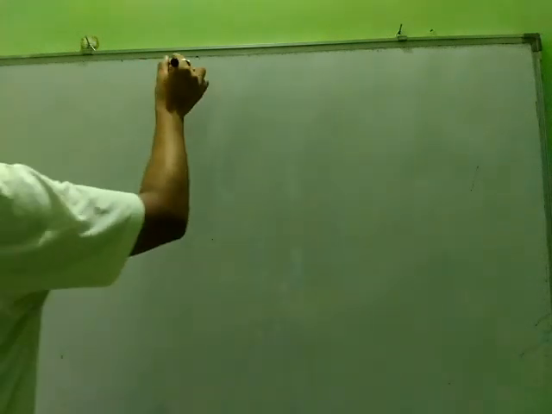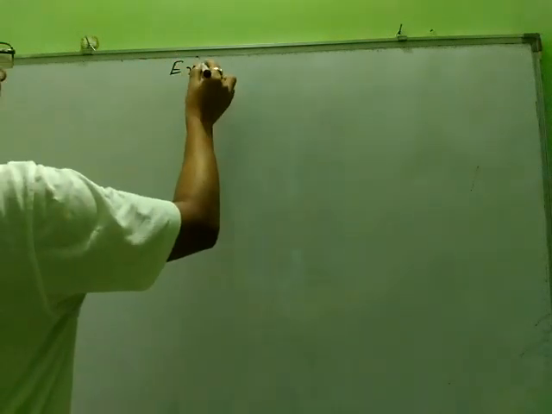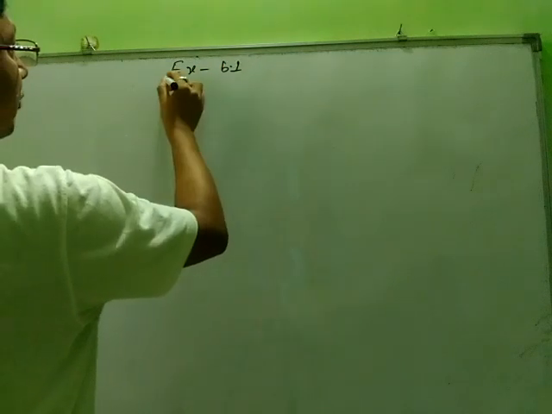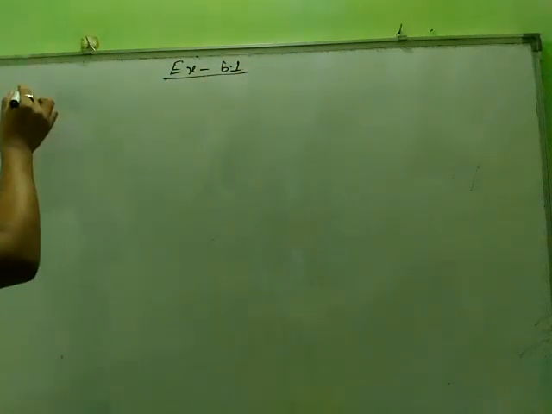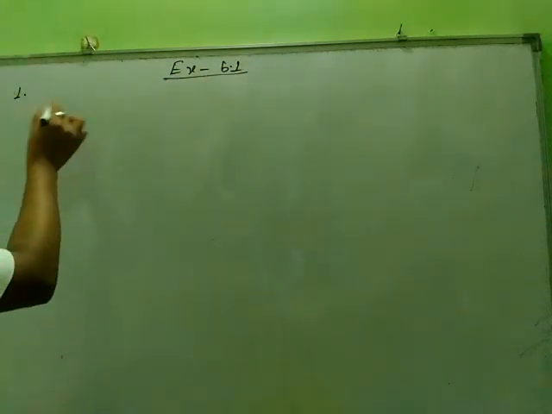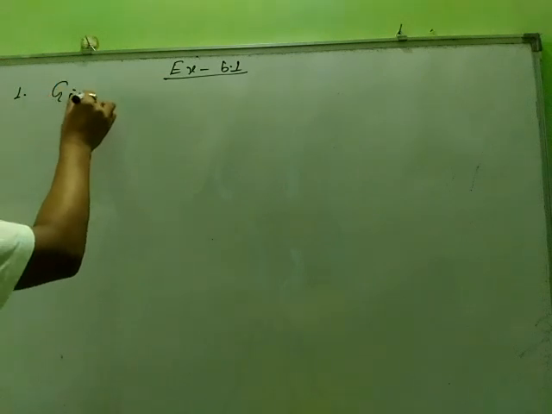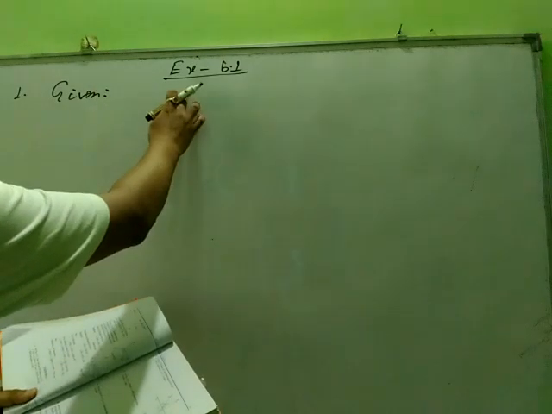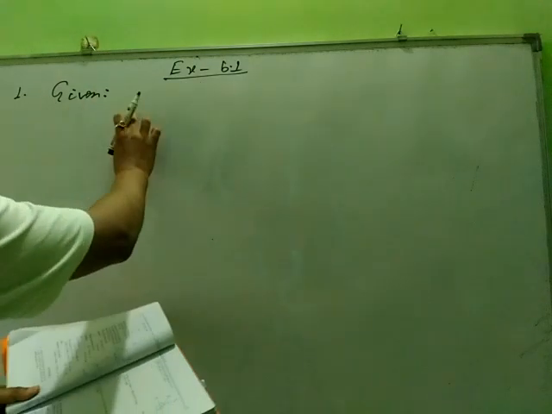Let us begin exercise 6.1. So it is number 1. So you just write the given part. What is given in the question? So the given part you will always write, and to find or to prove.